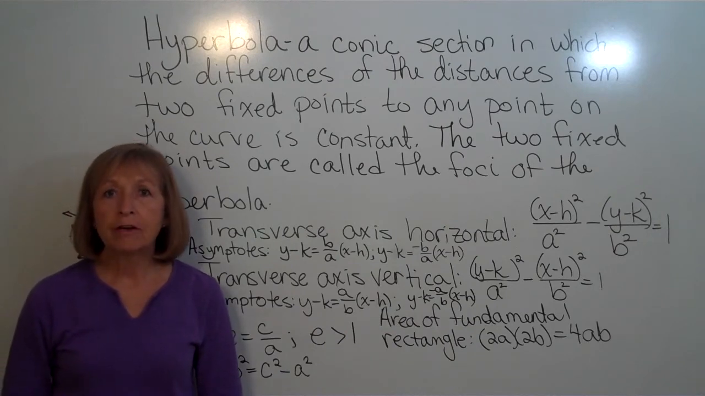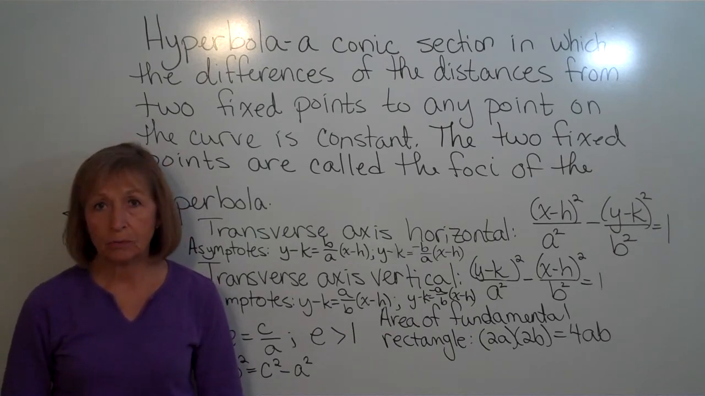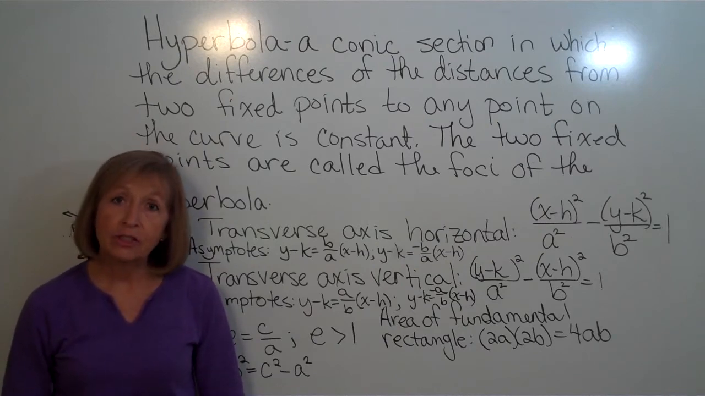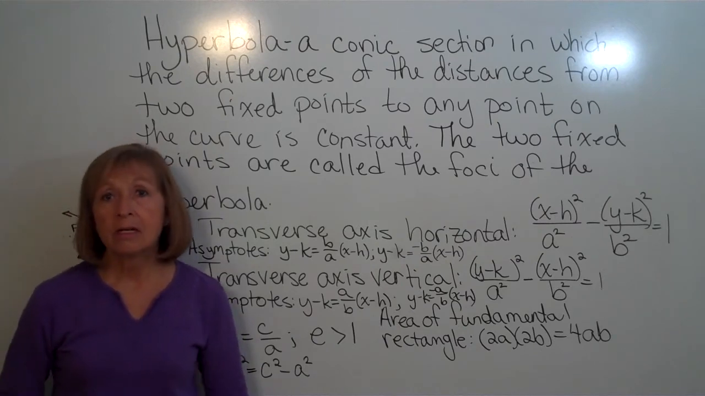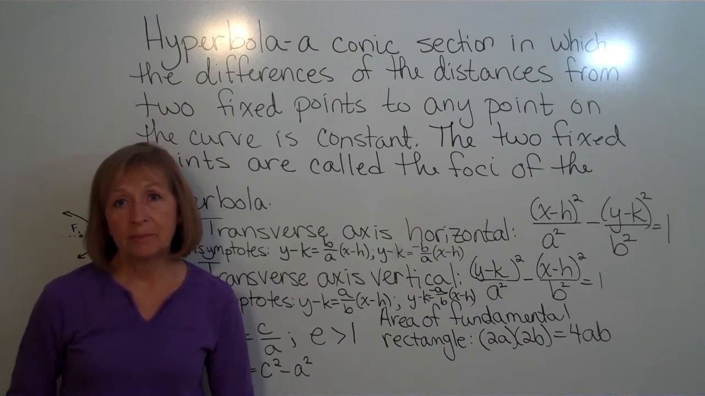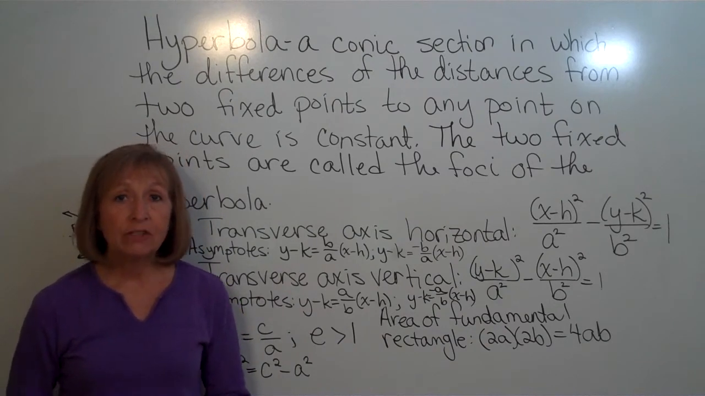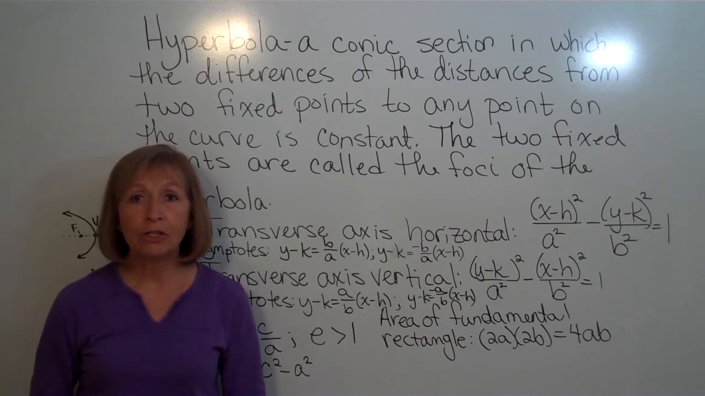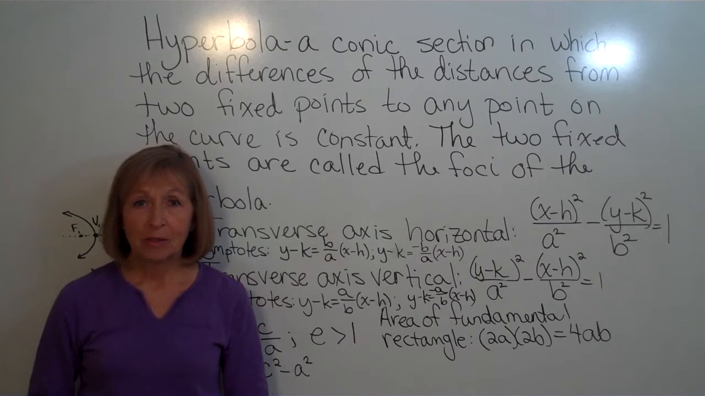Conic sections are curves that are formed when you slice a cone with a plane. There are actually four conic sections: the parabola, the ellipse, the circle, and the hyperbola. Each of these conic sections has a huge application in real-life situations.